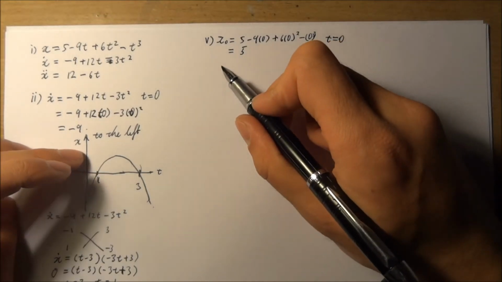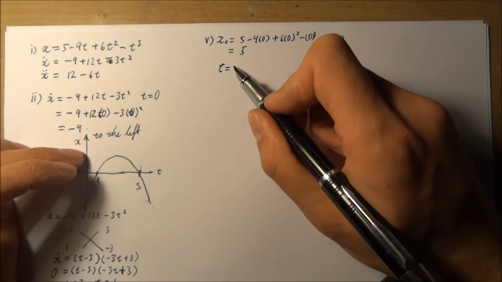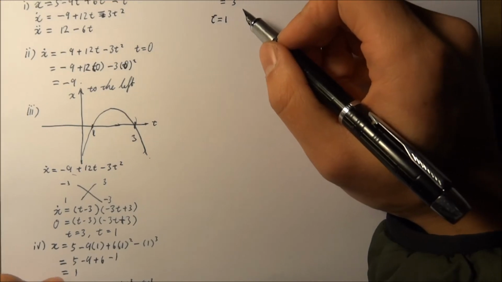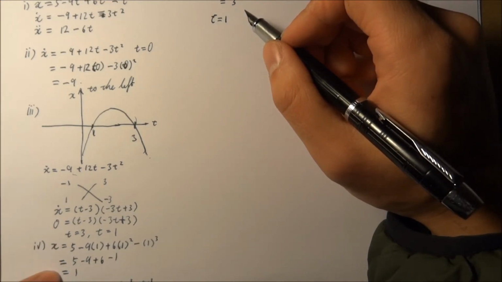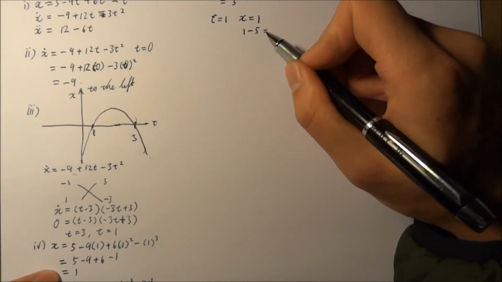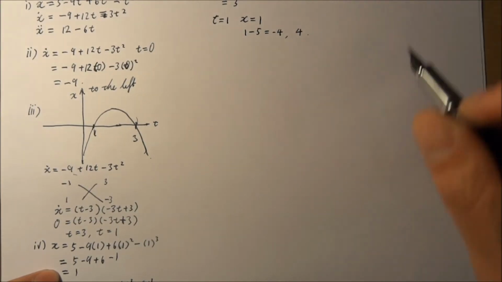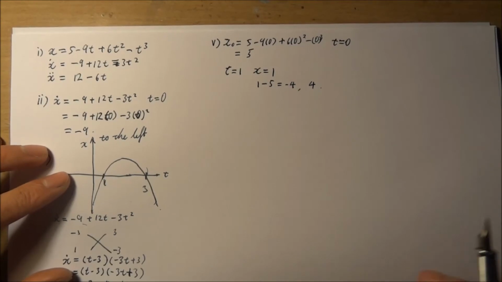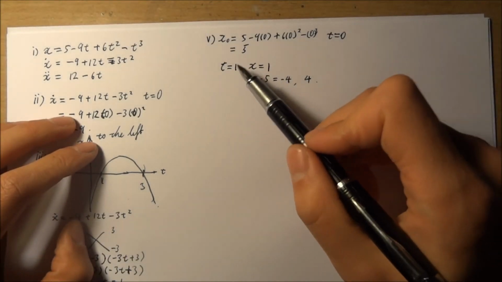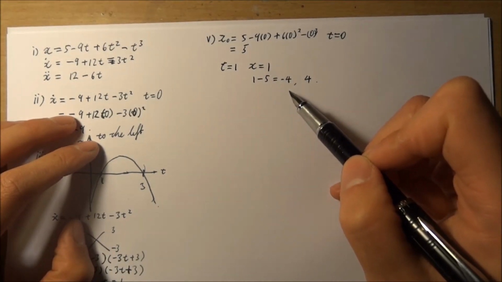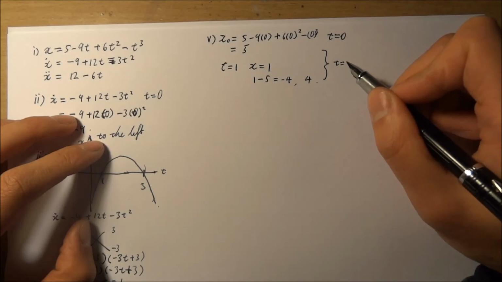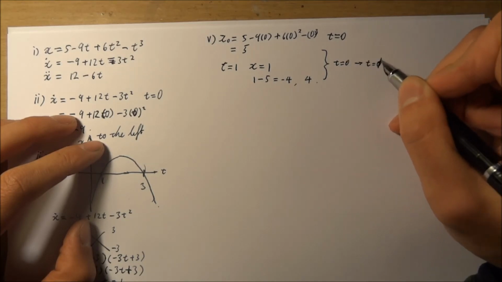Then at t equals 1, when it comes to a stop for the first time, the location has changed to 1. So when t equals 1, x equals 1. So 1 minus 5 equals minus 4. We take the absolute value. So it traveled 4 units of distance from t equals 0 to t equals 1.